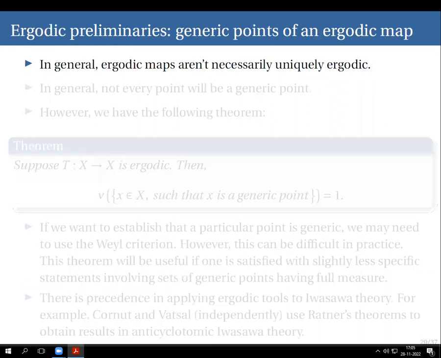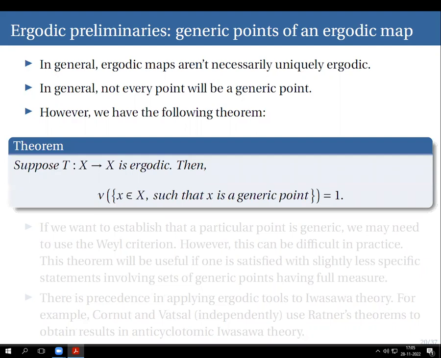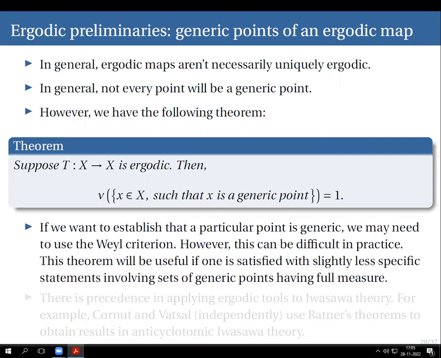And just saying that ergodic maps in general need not be uniquely ergodic, and so in general not every point has to be a generic point. But then you have the following theorem in ergodic theory: if you have an ergodic map, almost every point is a generic point. So if you have this dynamical system and T is ergodic, then the set of all points x such that x is generic has measure 1. In general, if you give me a point, figuring out whether it's generic or not might be hard. But with this general statement, it might be a little easier.